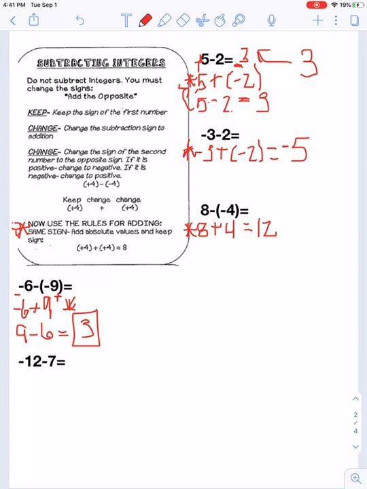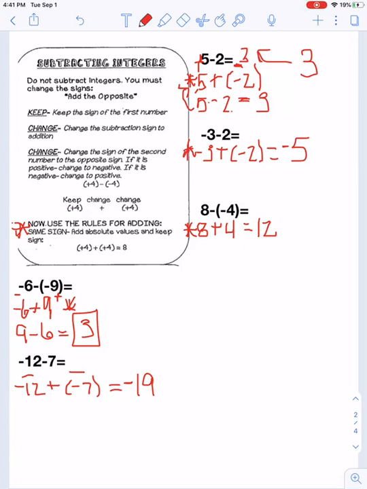And then last, we have negative 12 minus 7. So we keep the first number, change it to addition. We said minus 7. Therefore, the opposite of 7 would be negative 7. So now we use our adding rules. We have a negative and a negative. We're adding two negatives. Therefore, my answer, same signs, add. So 12 plus 7 is 19. And I keep the sign of the negative.